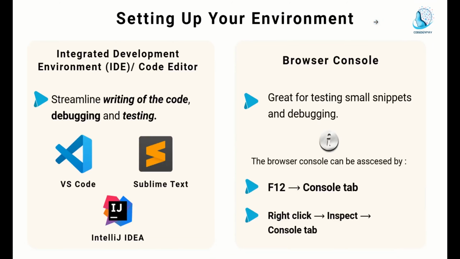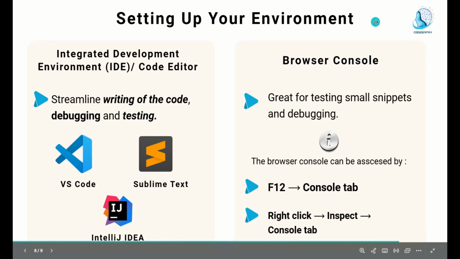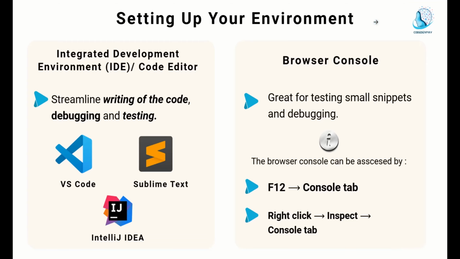We either use integrated development environments, which is the code editor, or a browser console. Now, what is an IDE? An IDE is an application which streamlines writing of code, debugging, and testing. Some of the popular IDEs include Visual Studio Code, Sublime Text, and IntelliJ IDEA. For the browser console, we can write tests and small snippets and also test for errors.